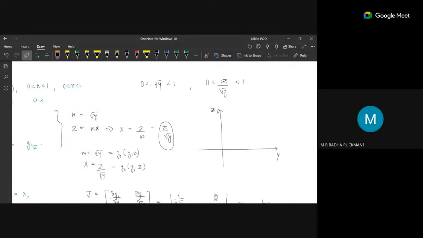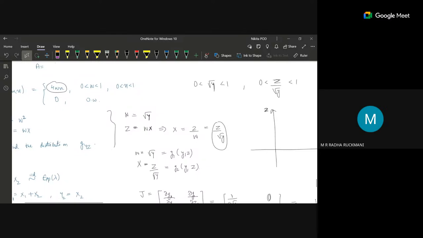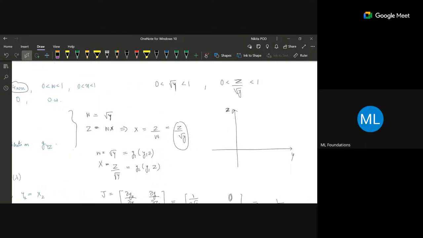Zero less than root y less than one means y lies in between zero and one, right? Y lies between zero and one, because in this inequality we can square everything.